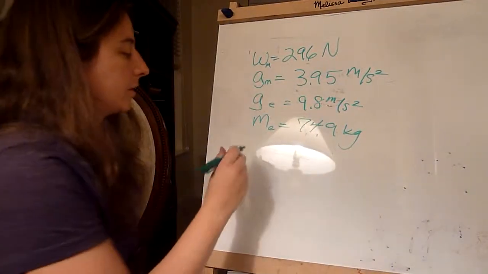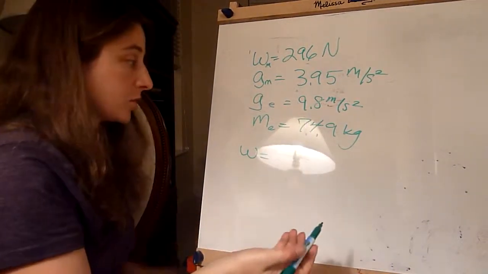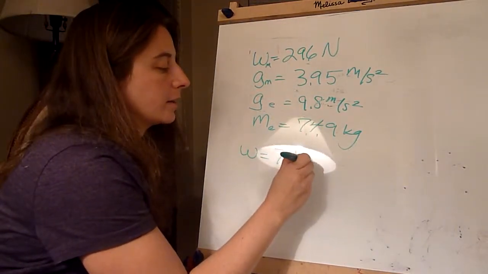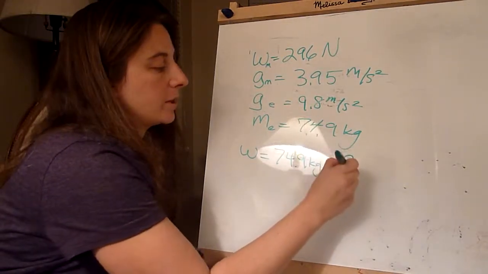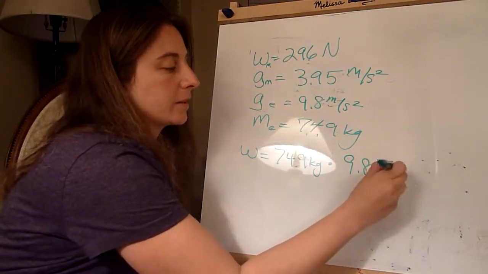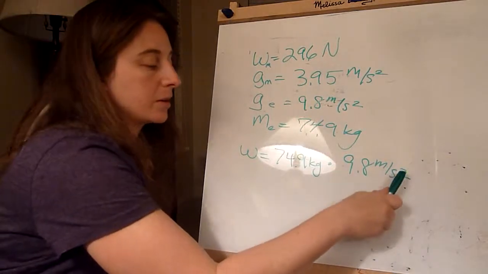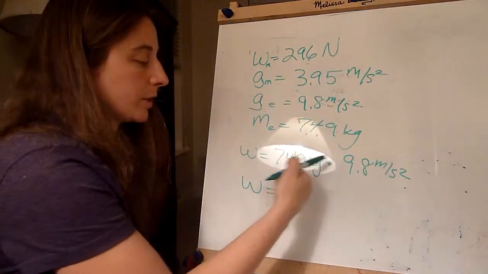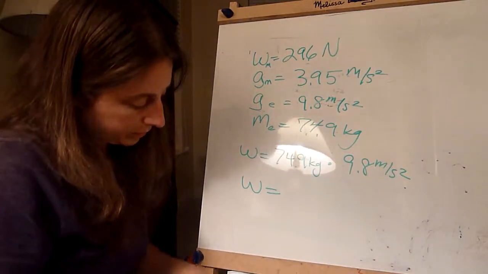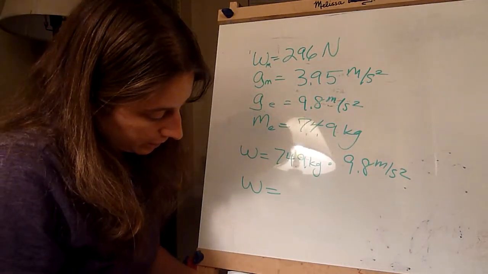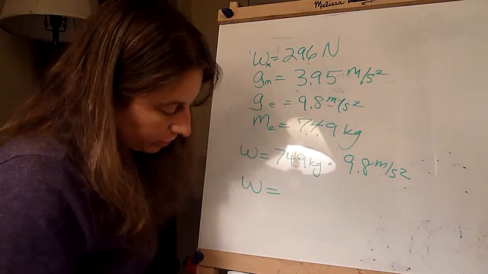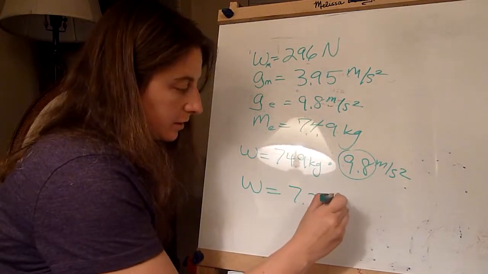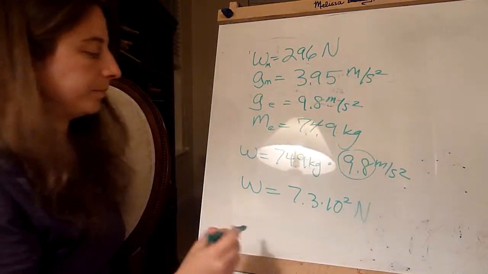weight on Earth. So weight is going to be equal to mg again, of course. Mass 74.9 kilograms. Gravity 9.8 meters per second squared. Our unit, kilogram times meter divided by second squared, is a newton. So weight equals 74.9 times 9.8 newtons, which is 7.3, two significant figures, times 10 to the second newtons.